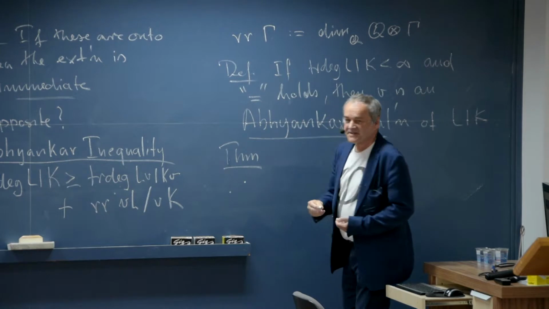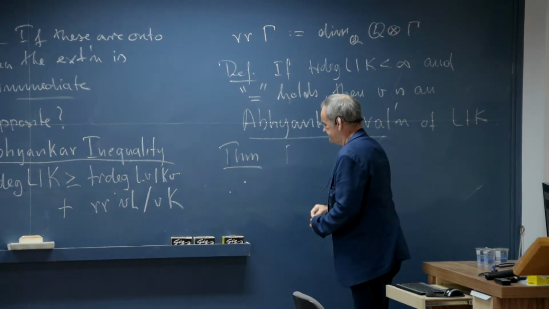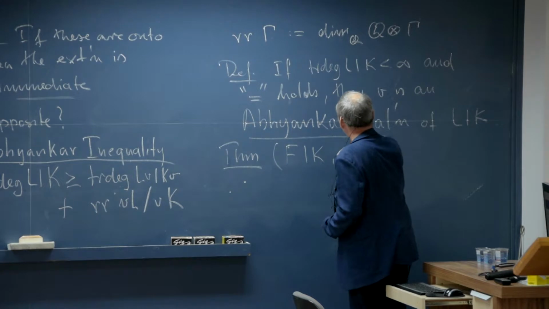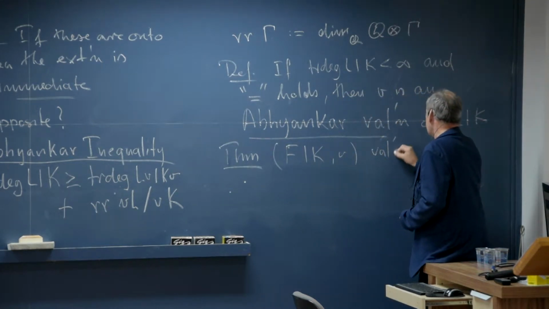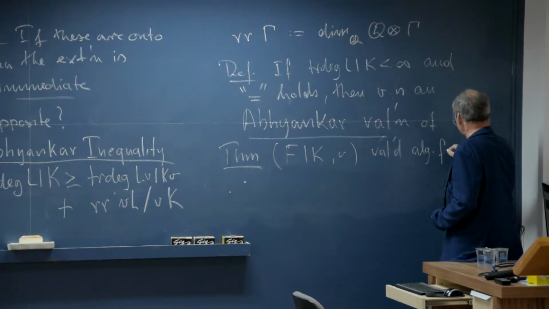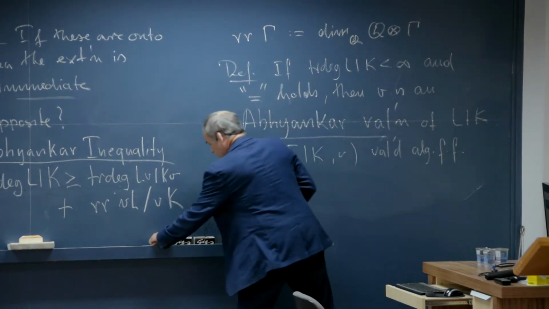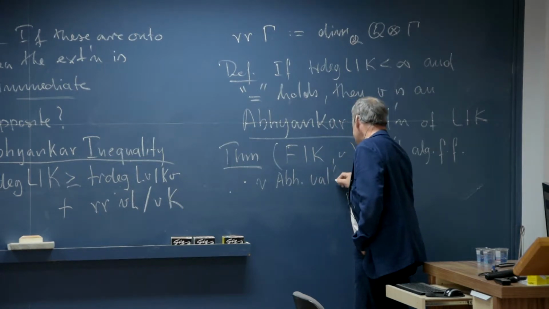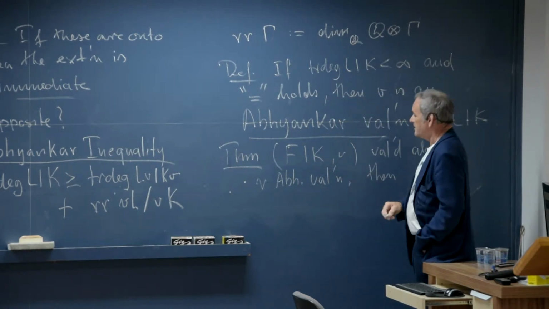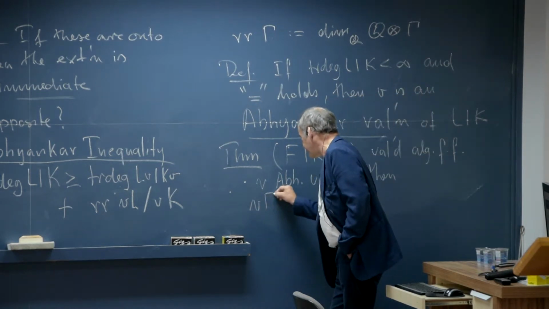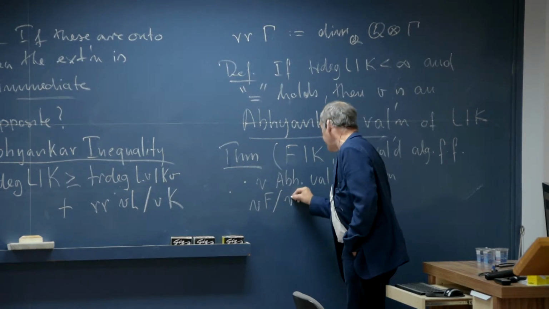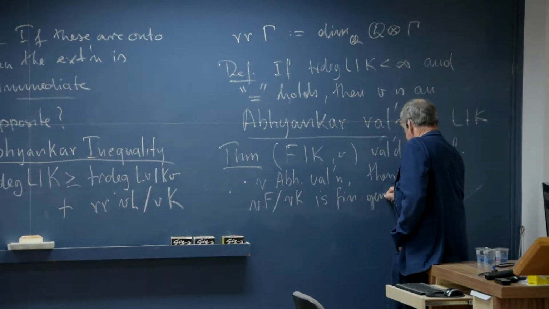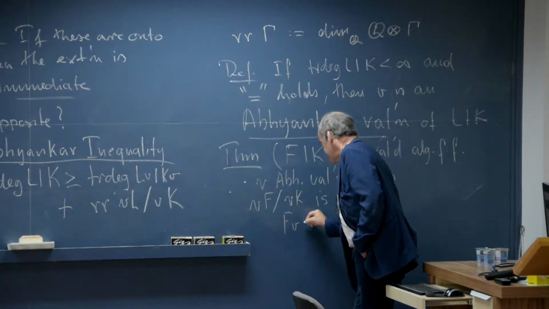Theorem. If we take an algebraic function field with valuation, so a valued algebraic function field, and V is an Abhyankar valuation of this, then the extension of the value groups, let's say modulo V of K, as a group is finitely generated, and the same holds for the extension of the residue fields.